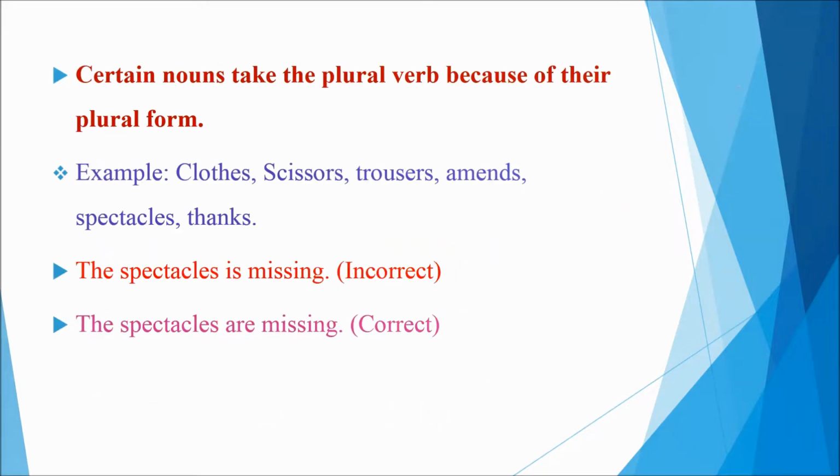Certain nouns take the plural verb because of their plural form. Example, cloths, scissors, trousers, amends, spectacles, thanks. Let's see the first sentence. The spectacles is missing. Is that correct sentence? No. The correct sentence is the spectacles are missing.